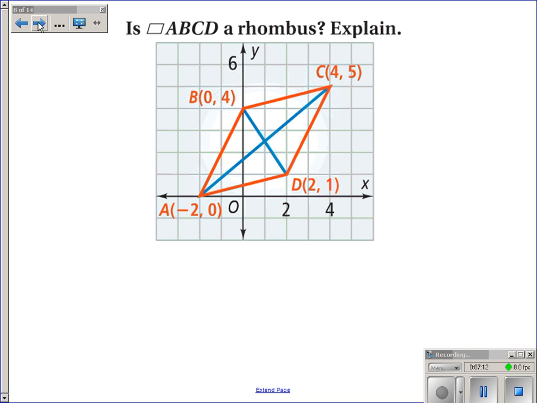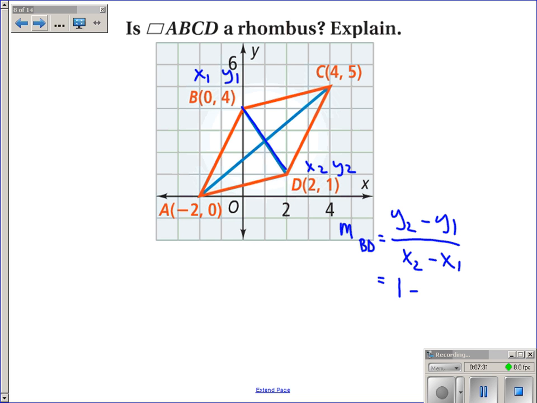I'll begin with the slope of BD. I'll call this x1, y1, x2, y2. And again, the equation is y2 minus y1 over x2 minus x1. Zero minus 3 is -3. 2 minus 0 is 2. So the slope of this is -3/2.